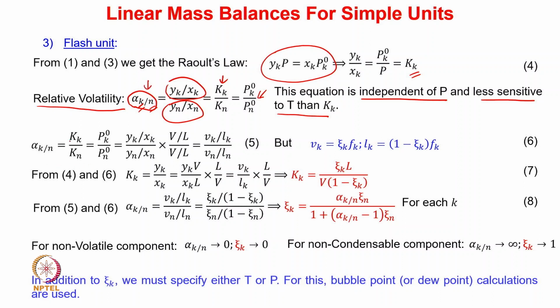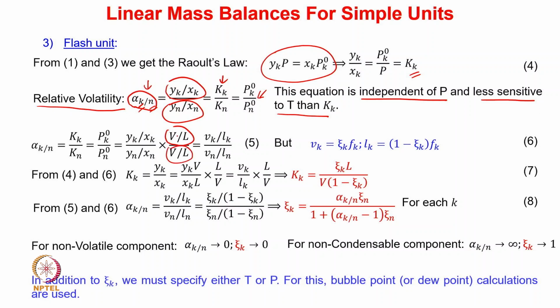So in this case, again, this relative volatility we can represent in terms of the molar flow rate of the vapor and the molar flow rate of the liquid with respect to the component K and with respect to the key component. So in this case, you can see that alpha Kn is given by what? Yk xk divided by Yn xn. Now this entire equation we can multiply and divide by these two terms. It doesn't matter because these are going to get cancelled out, isn't it?